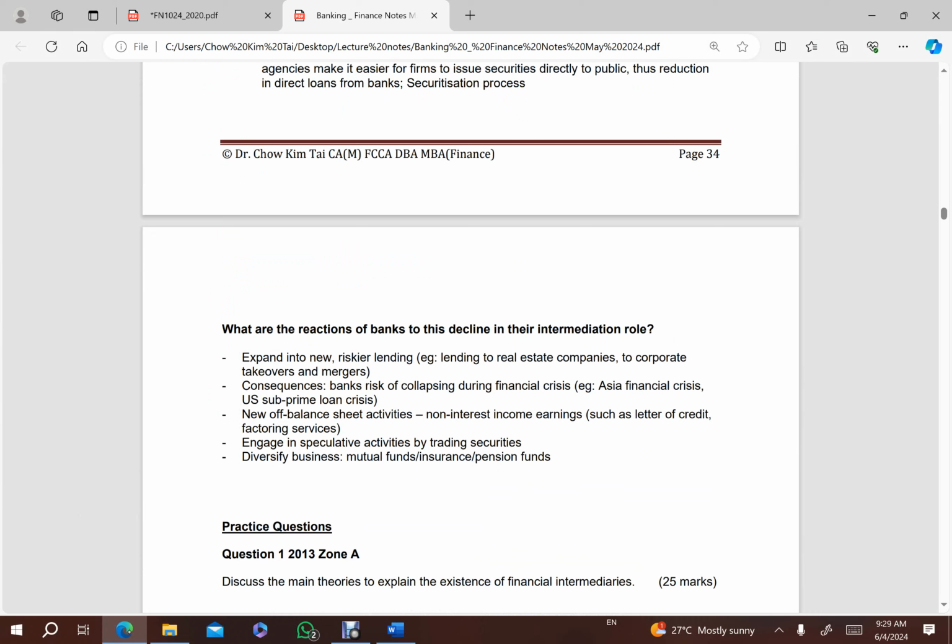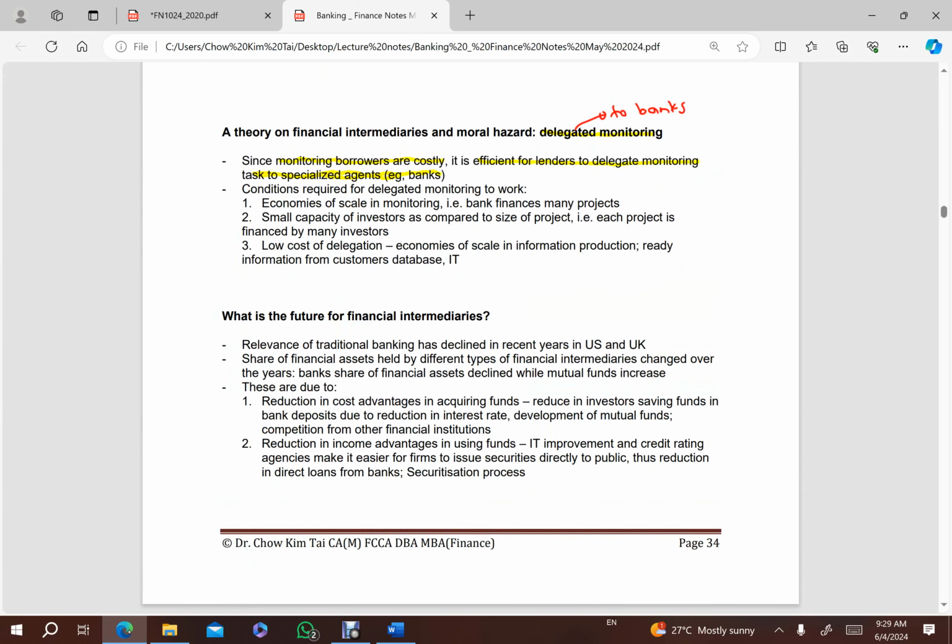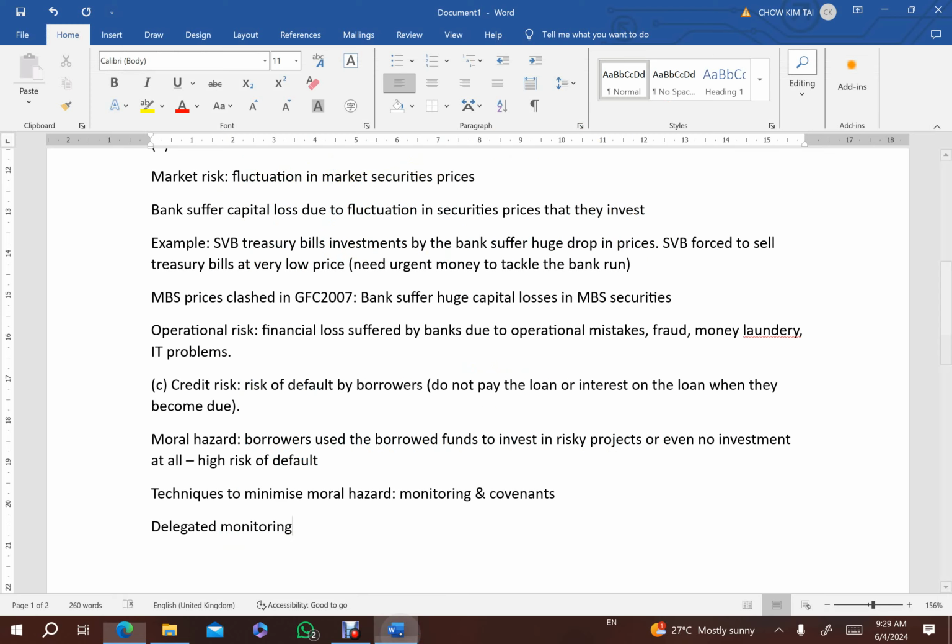Bring in that point: delegated monitoring. So it makes sense for the investor to save the money in the bank, let the bank lend out the money, and let the bank do the monitoring. Delegate the monitoring to the bank, because they have economy of scale, economy of scope, and technology. Delegated monitoring. So end with this. That will give you a good answer.